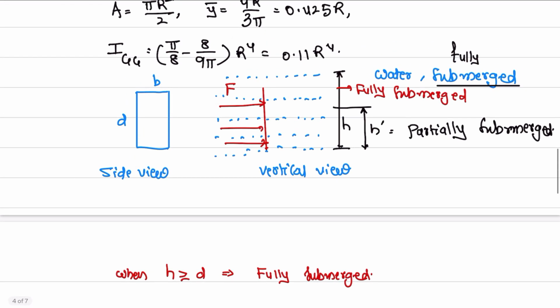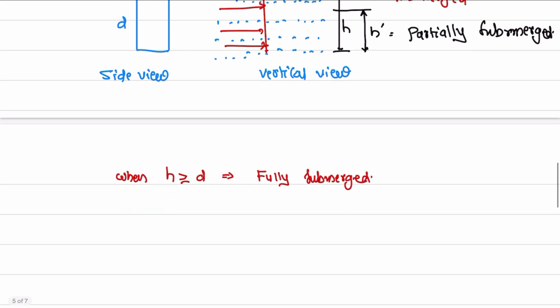When H is greater than D, from the bottom of the vertical surface only we are calculating H, H is greater than or equal to D, that implies it is fully submerged. When a particular vertical surface is fully submerged, then the hydrostatic force acts on the surface cross section as shown in the diagram.